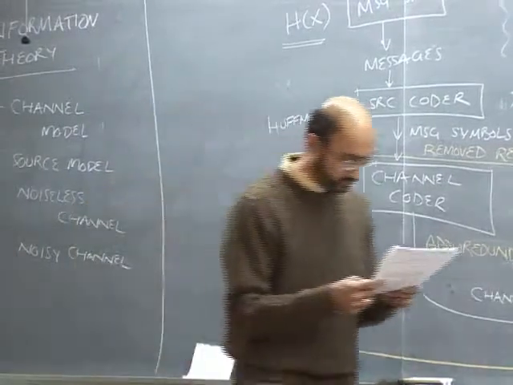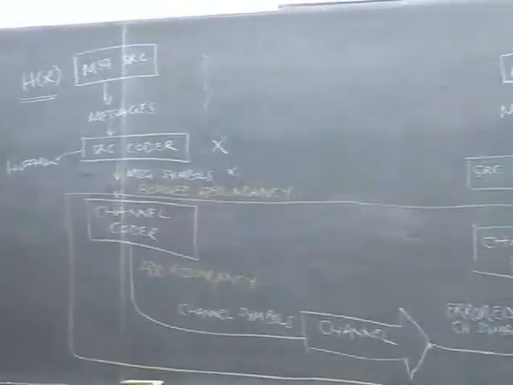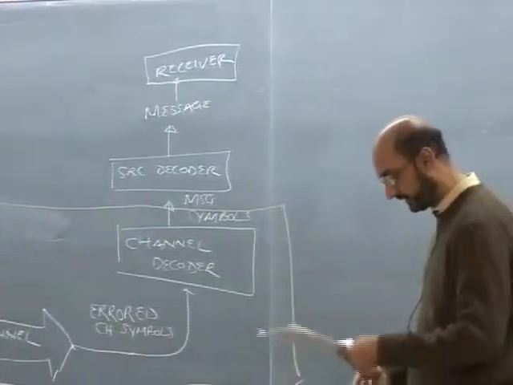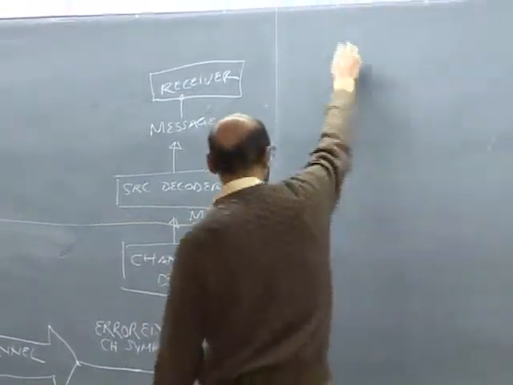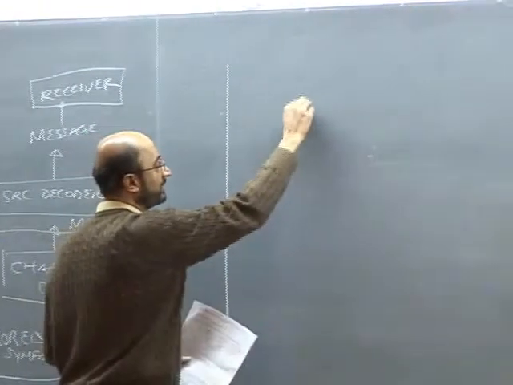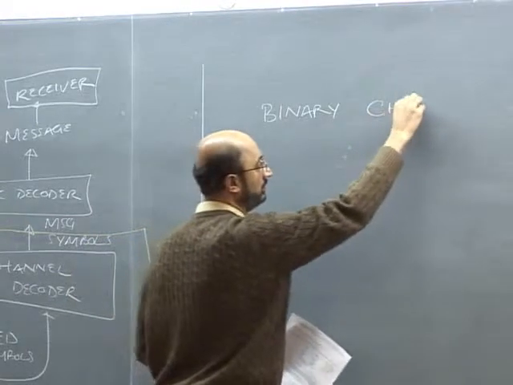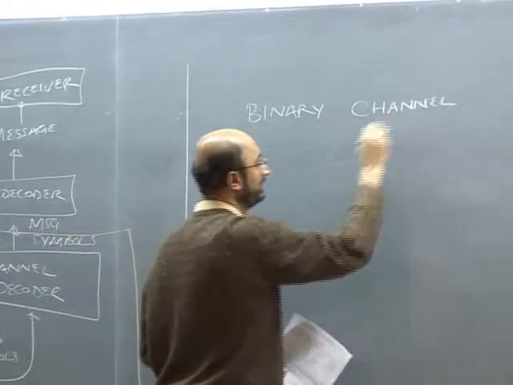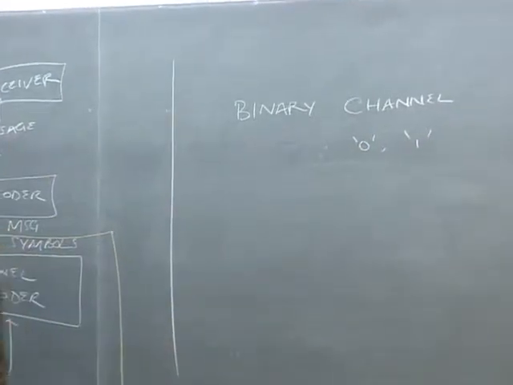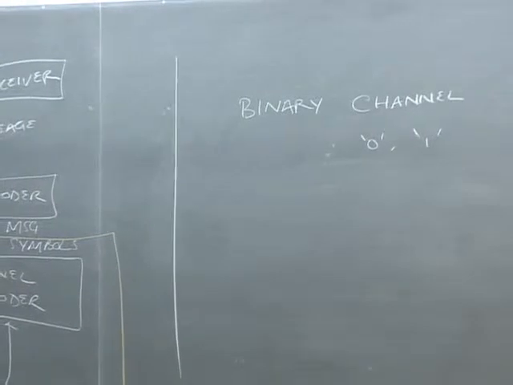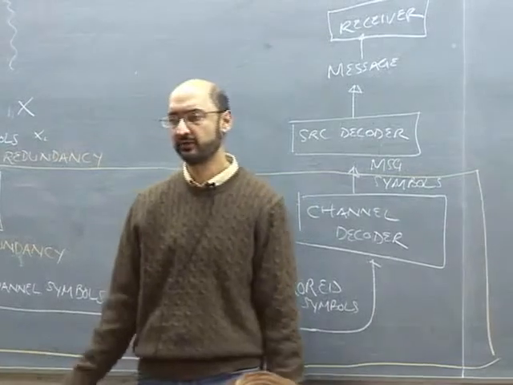Let me now move on and talk a little bit more about the channel, because we're doing this channel model. The simplest channel is called the binary channel. A binary channel basically carries just zeros and ones. If you think about it, this is the simplest thing you could possibly do. Either it takes a 0 and takes it there, or a 1 and takes it there, and that's all it does. It's the basic channel.